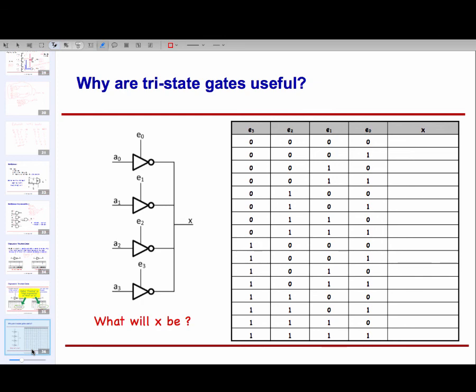So I have 4 sources, A0, A1, A2, A3. I'm using tri-state inverters, or could have been tri-state buffers. Each one of them has its own enable signal. This is my control signal, the S signal earlier on. And what will happen is I'll make sure that of these 4 enables, exactly one is high. The other 3 are 0. And therefore, 3 of these tri-state gates will be disconnected. And the one which is connected will be the one whose input will appear on the output side, inverted in this particular case.